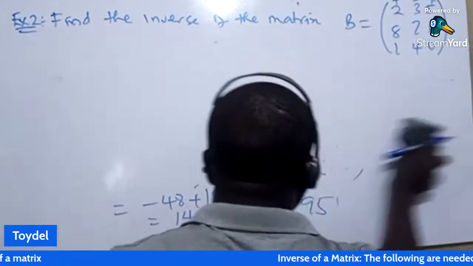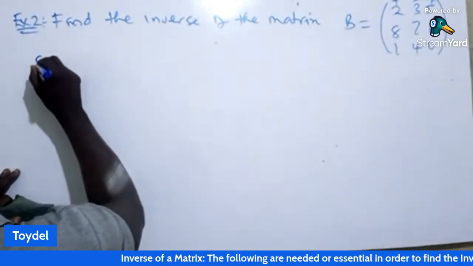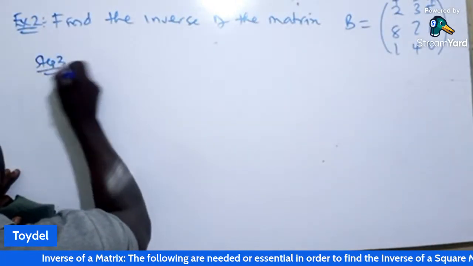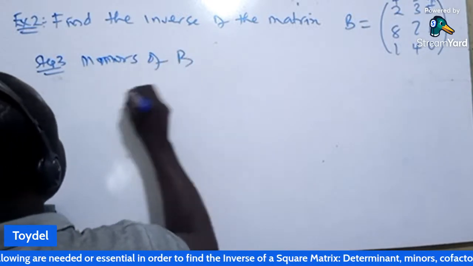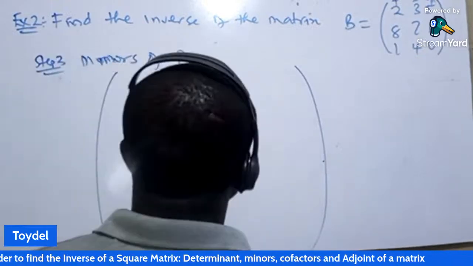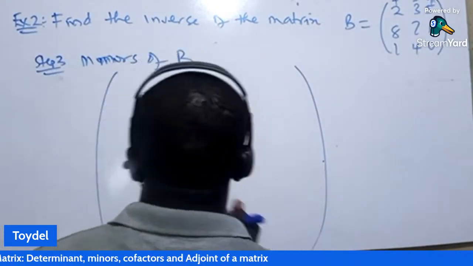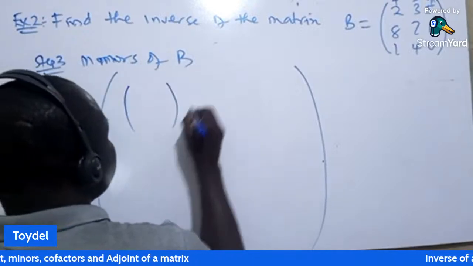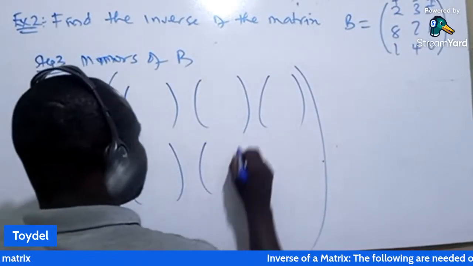So how do we get the minors of B? In this case, we have to be very careful. So the second step, the minors of B. So let me use this bigger circle. If you want to find the minors of B, of course, since this is a 3 by 3 matrix, this is what we do. Let me first draft out what we are going to fill in.